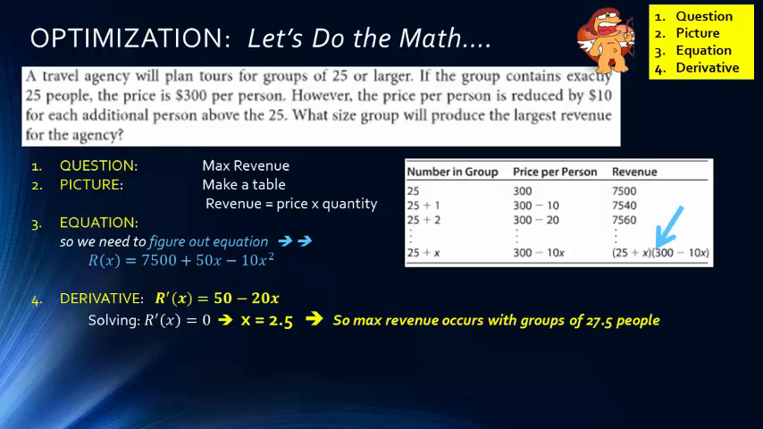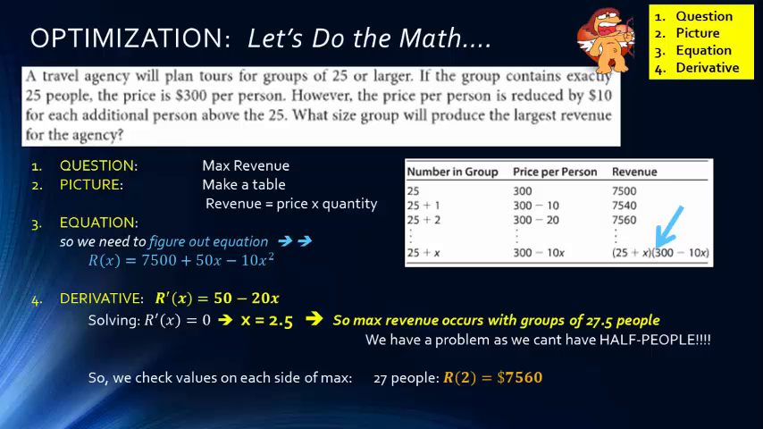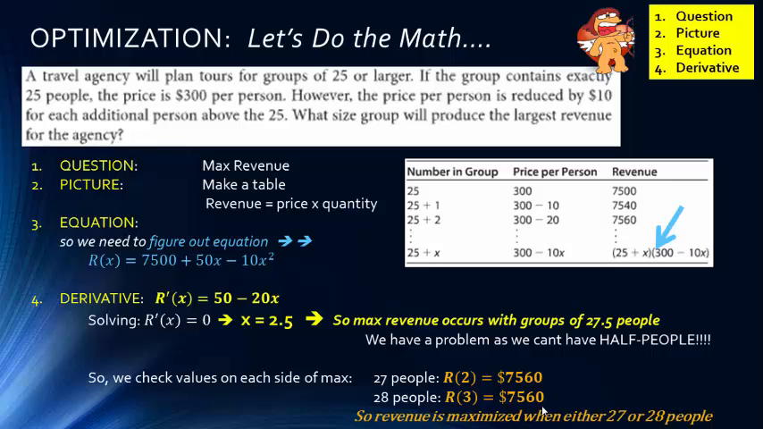What I would do in this case is look at both sides of this. So figure out what the revenue is if you had 27 people, and also look at the revenue for 28 people. This would be 25 plus 2. That's why there's the 2 for the x. And 28 would be 25 plus 3. So notice here the revenue is exactly the same. So in this case, the revenue is maximized when either 27 or 28 people come.